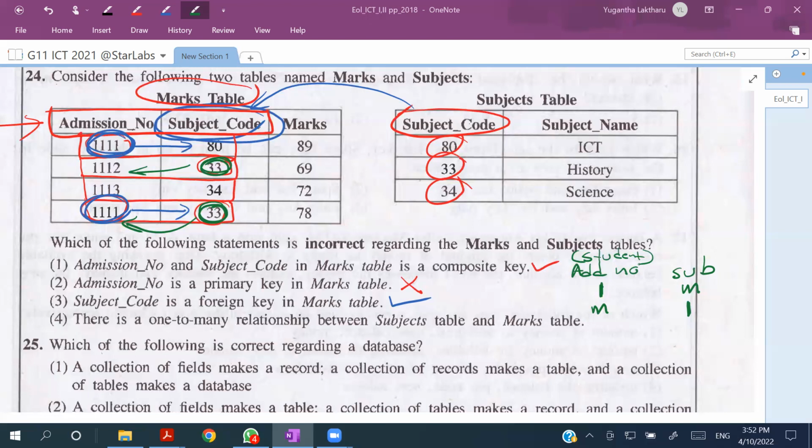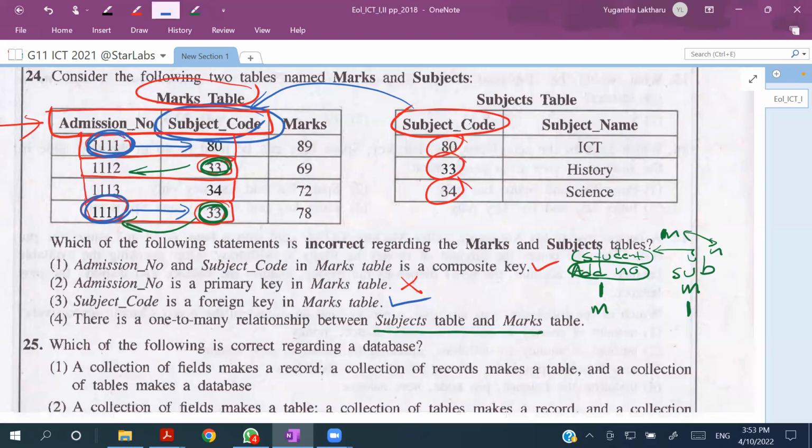If we think about the student and subject tables, because admission number is representing a student, the student and subject tables have a many-to-many relationship in between. One subject has many admission numbers and one admission number has many subjects. But here what they are asking is the relationship between subject and the marks.